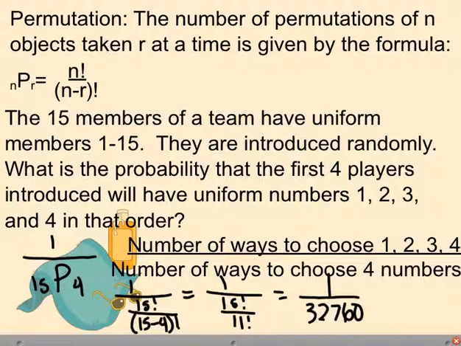What this means is that out of 32,760 different ways to choose those 4 numbers from the 15 people, only one of them will make me successful. That is a very, very low probability. It is highly unlikely. Still possible, but very, very unlikely.